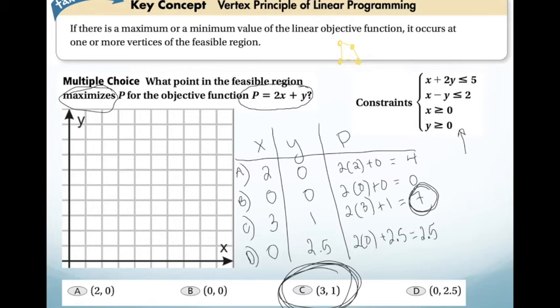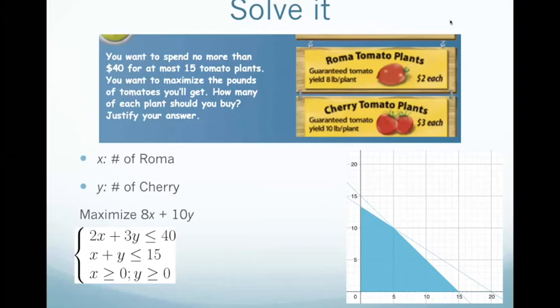So let's take a look back at our tomato plants. Okay, so for our tomato plant question, we have our graph here. And now we're going to take our last step, which is to maximize the number of pounds. Okay, so I've created the equation for pounds. From our Roma plant, we get 8 pounds. From our cherry tomato, we get 10 pounds. So for every Roma plant we buy, there's 8x, 8 pounds per that plant. For every cherry plant we buy, we get 10 pounds. So we're going to test these corner points, x, y, pounds, which is 8x plus 10y.